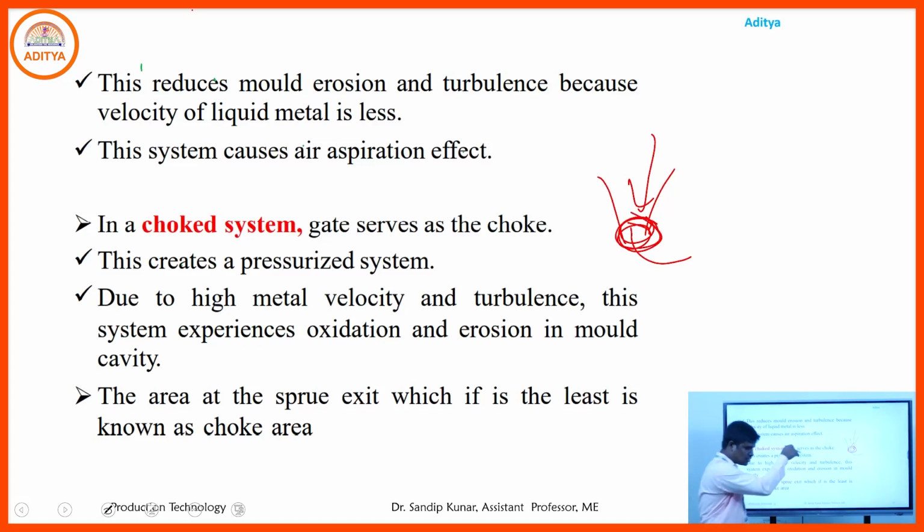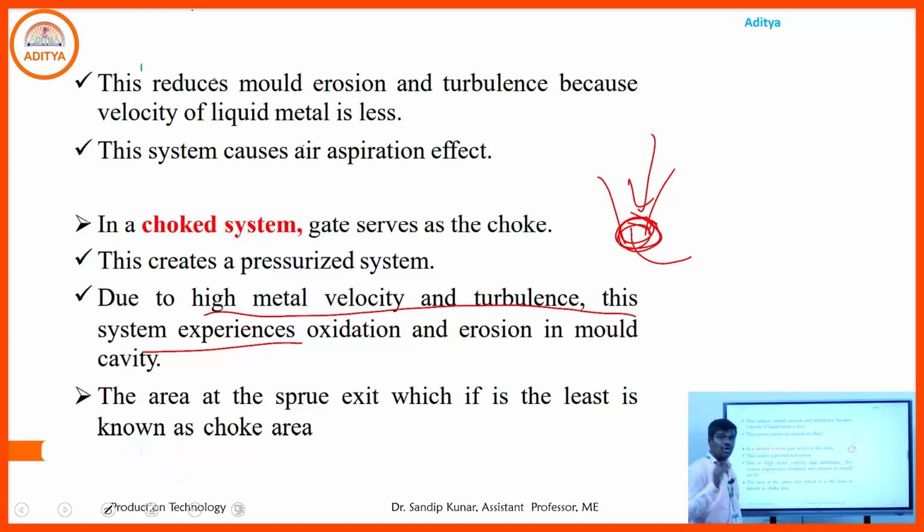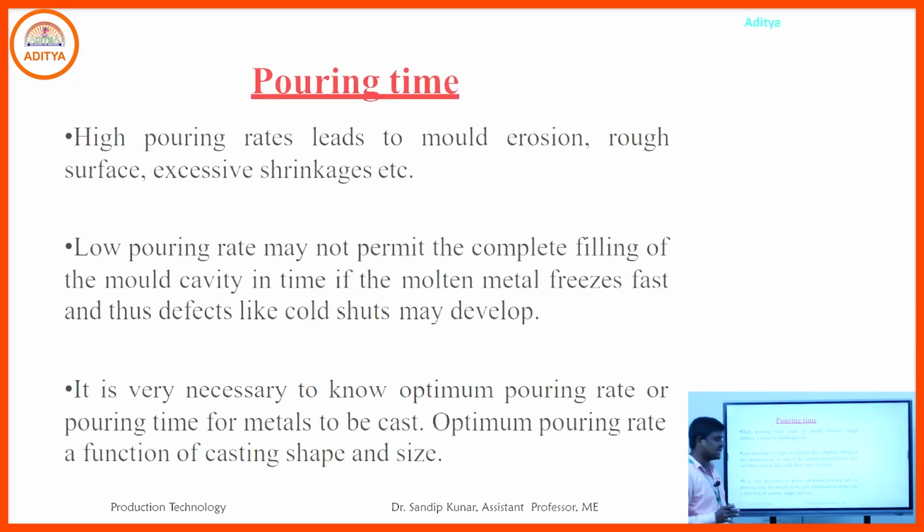Due to the choked area, sometimes a pressurized system will be created. Due to high metal velocity and turbulence, this system experiences oxidation and erosion. Means due to the choked area, the inside portion may be eroded because turbulence will be created at that choke area. And another thing, the exit, if it is the least, is known as the choke area, the smallest portion of that particular gating system.